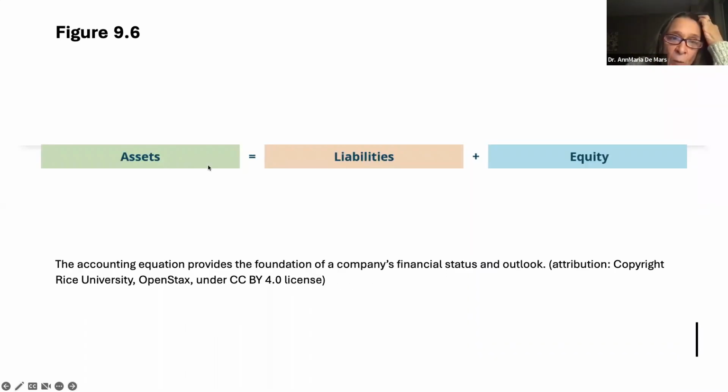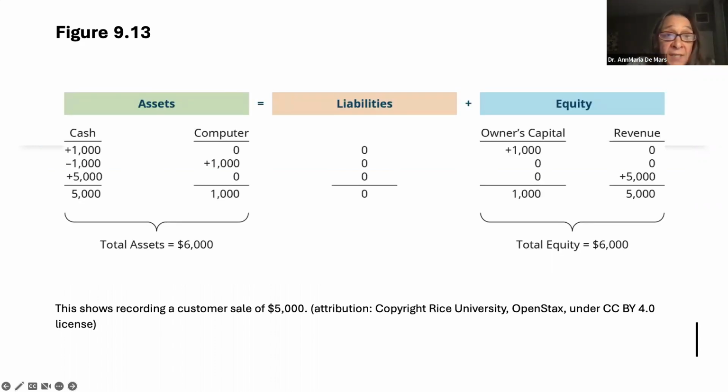So the accounting equation is pretty simple. It's just that your assets equal your liabilities plus equity. And we're going to go through some nice examples from the textbook.